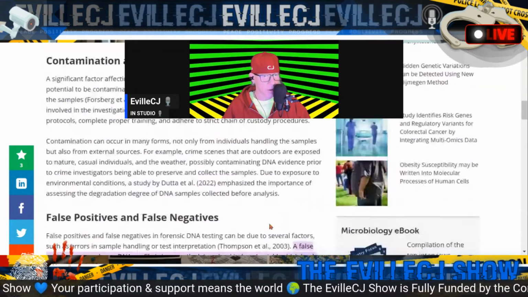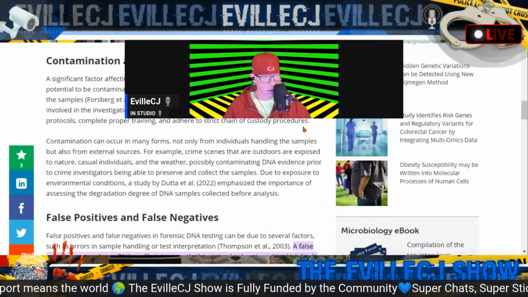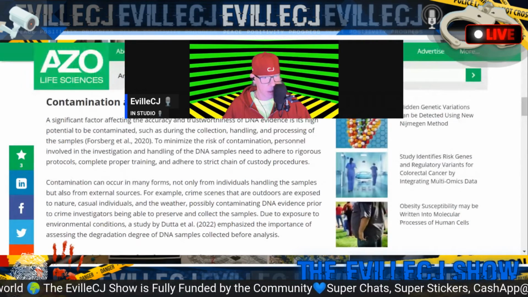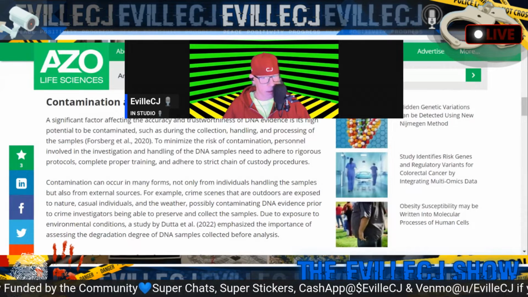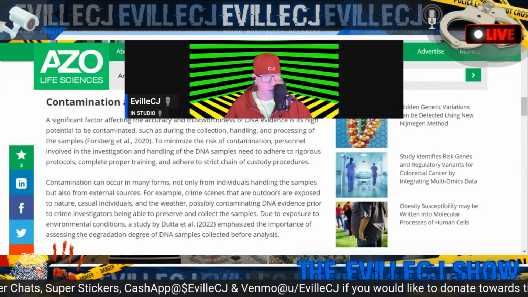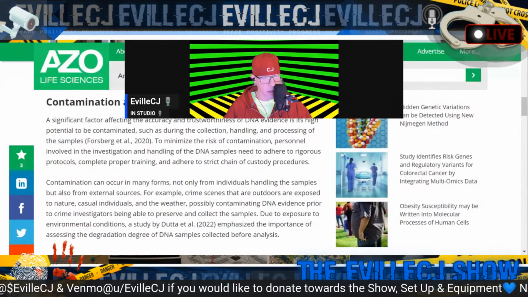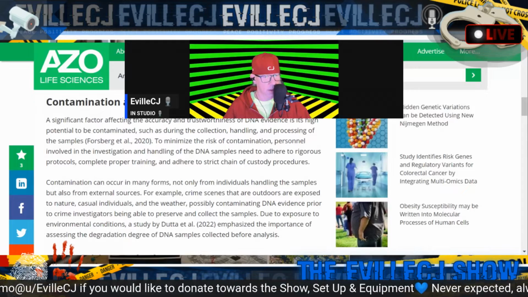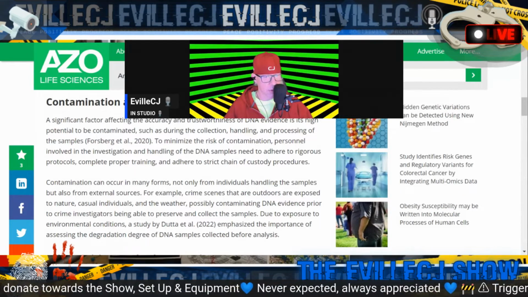Contamination can occur in many forms, not only from individuals handling the samples, but also from external sources. For example, crime scenes that are outdoors are exposed to nature, casual individuals, and the weather, possibly contaminating DNA evidence prior to crime investigators being able to preserve and collect the samples.